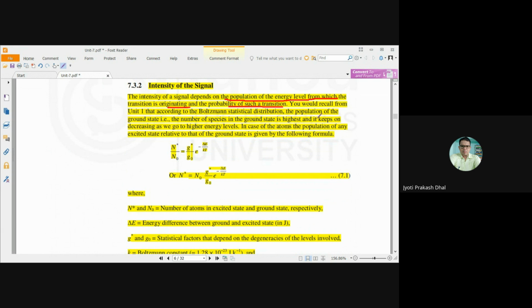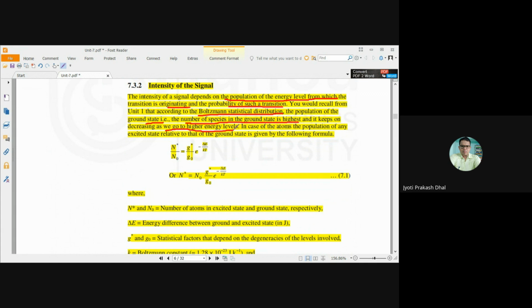Because in unit 1 we have already discussed, according to Boltzmann statistical distribution, the population of the ground state, that is, the number of species present in the ground state. Suppose you take 100 different atoms and they are excited. Out of 100 atoms, in how many atoms are the electrons present in the ground state? That is called population. The number of species in the ground state is the highest, and it keeps on decreasing as we move to higher energy levels.